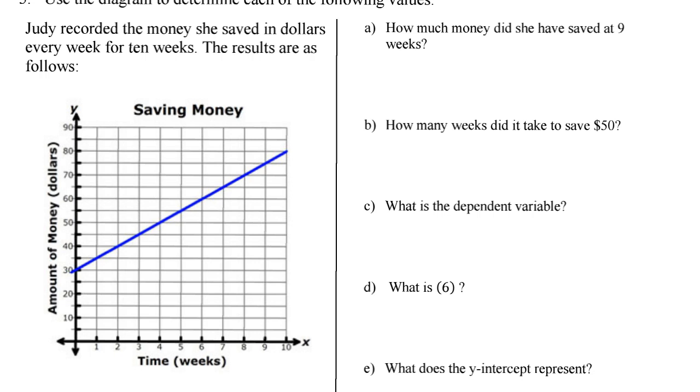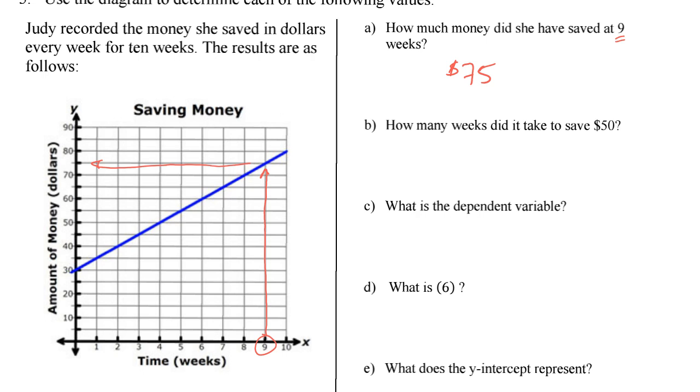So using that information here, how much money did she save at 9 weeks? Okay, so at 9 weeks, now bear in mind, that is going to be a value for the independent variable. That's down here. So we slide up here, and what does that give us? That looks like $75.